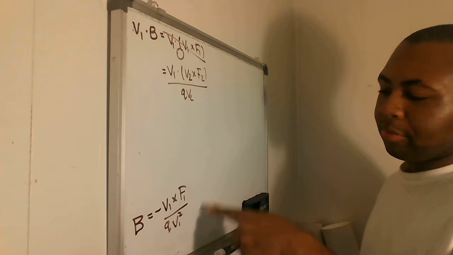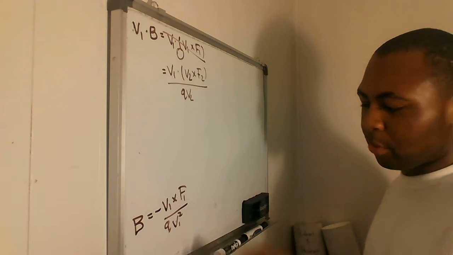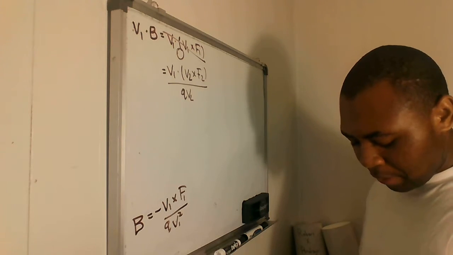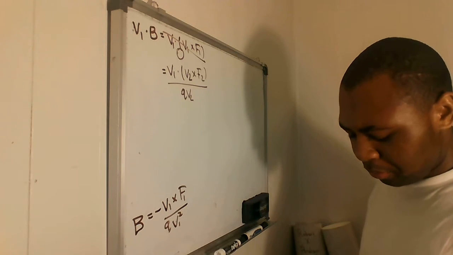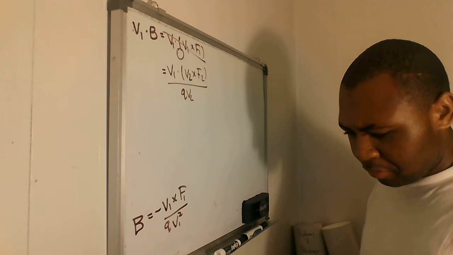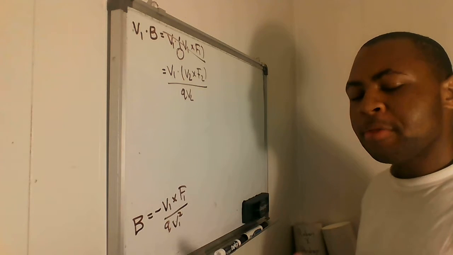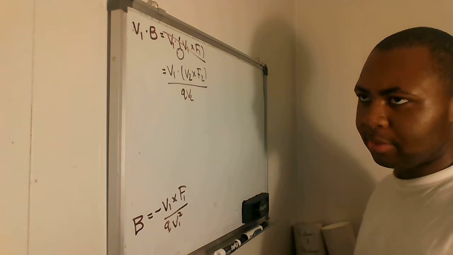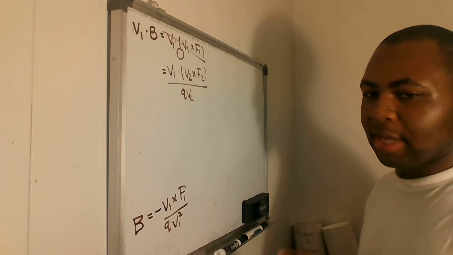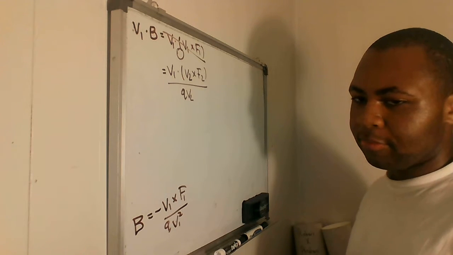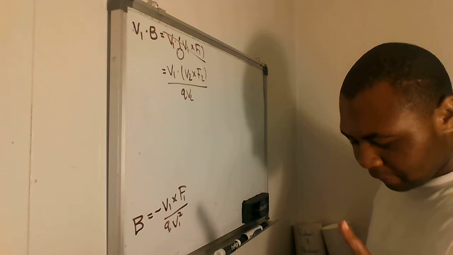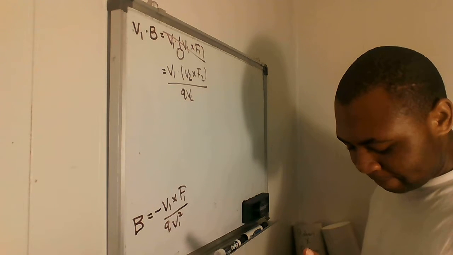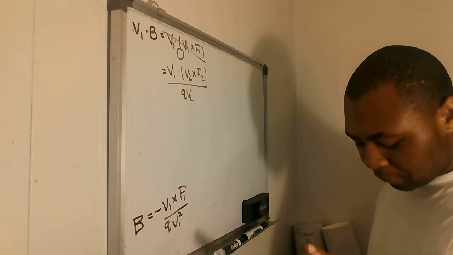So I started here with a B function that was a cross product between V1 and F1, and I said that V1 dot B is 0. That's not true. The force is the cross product between V and B, but V dot B doesn't necessarily have to be 0. Okay, it's a good start. It's a really good start.